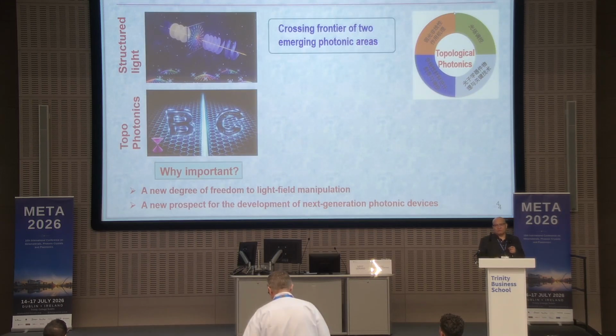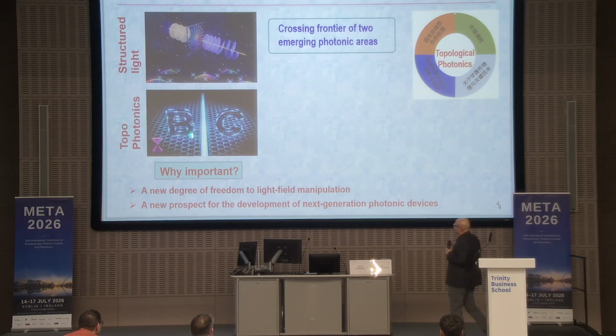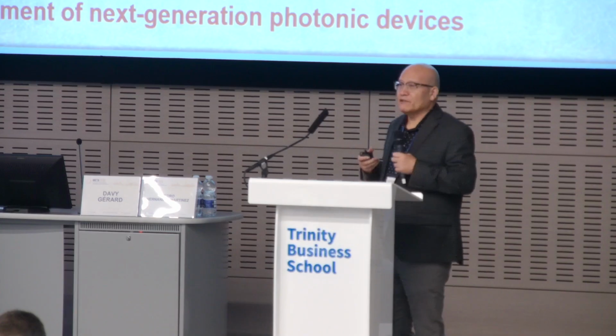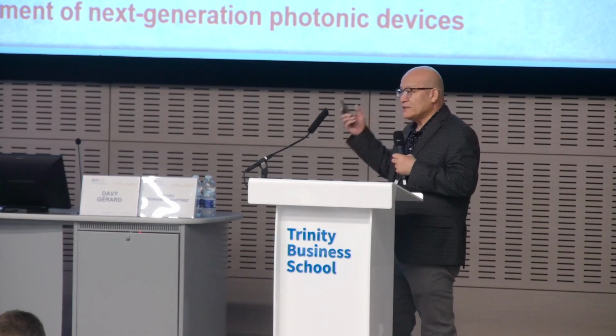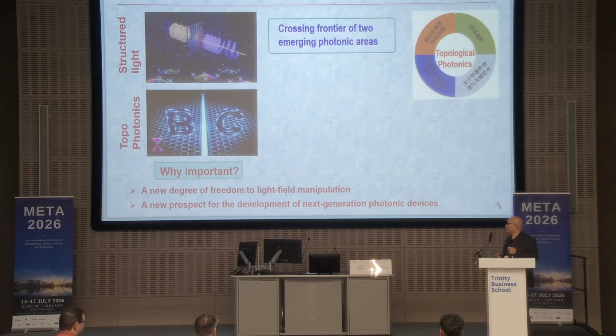Before I go to part 1, I'd just like to give a very brief introduction of topological photonics. We know that light field manipulation, or structured light in general, and topological photonics are 2 crossing frontiers in the photonics area, right? So why do you need topology? Because it gives you a new degree of freedom to control or manipulate light, right? It can also lead to a new aspect for the next generation photonic devices.